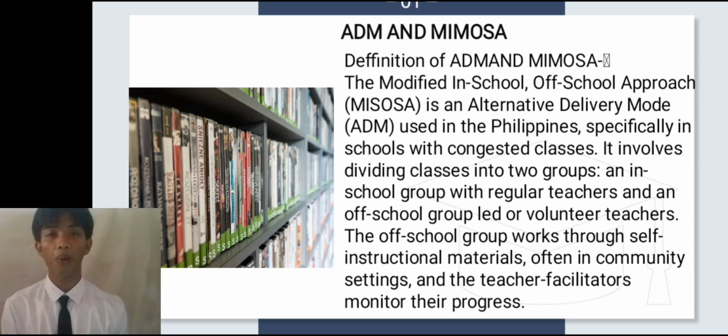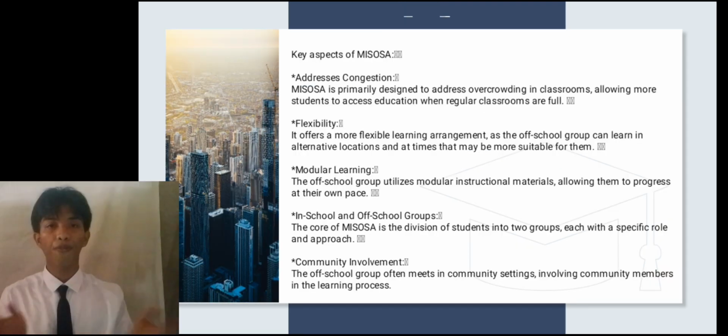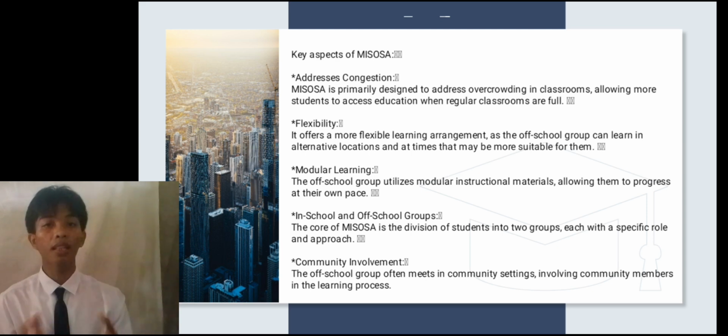Now, here are the aspects of MIMOSA. The first one is that it addresses congestion. MIMOSA is primarily designed to address overcrowding in classrooms, allowing more students to access education when regular classes are full. Second, flexibility. It's often a more flexible learning arrangement as the off-school group can learn in an alternative location and at a time that may be more suitable for them.